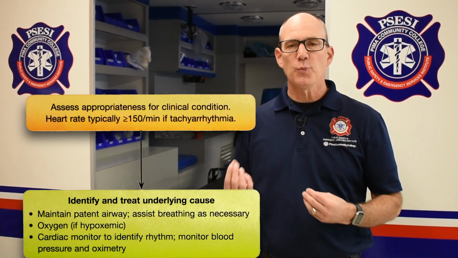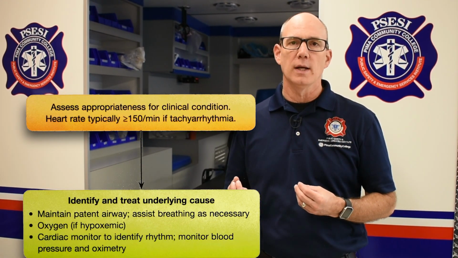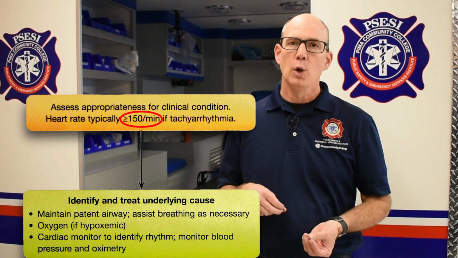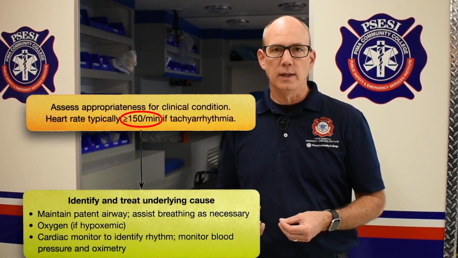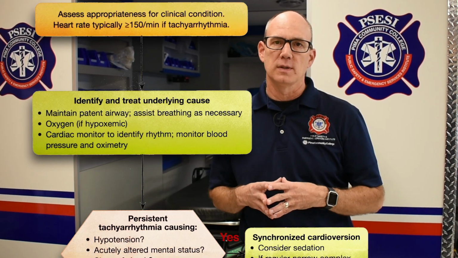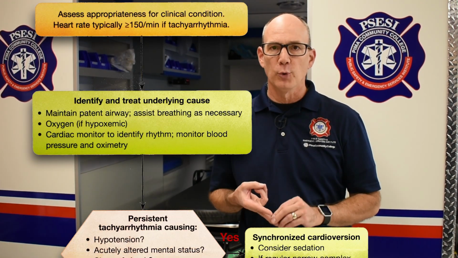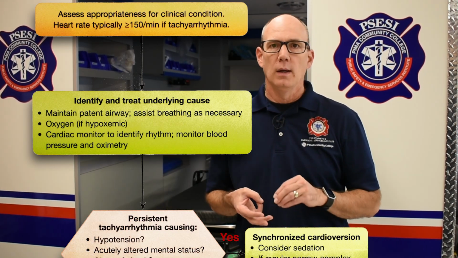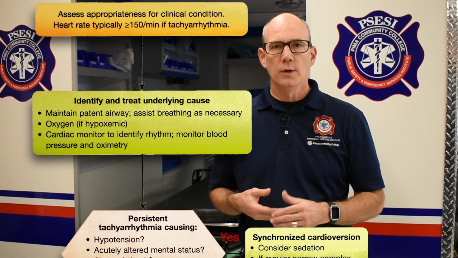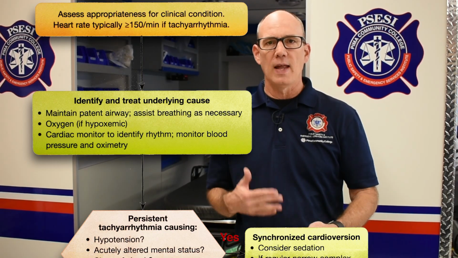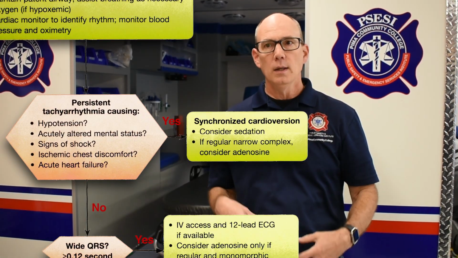So, brief overview on the ACLS adult tachycardia with a pulse algorithm. First and foremost, this is probably involving a rate of about 150 beats a minute or higher. Secondly, you always want to make sure that you're attending to your patient's ABCs, right? Do they have an adequate airway? Are they breathing? Are they breathing well? How's their circulation? Okay. So once you've addressed those three things, now we're going to move a little bit farther down the line.